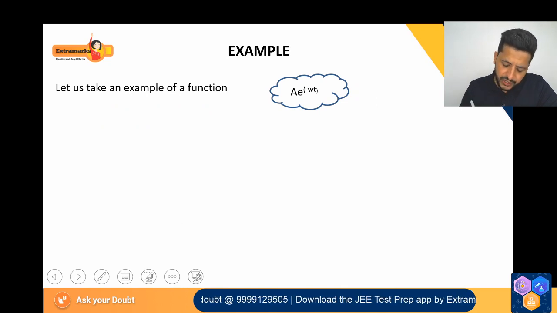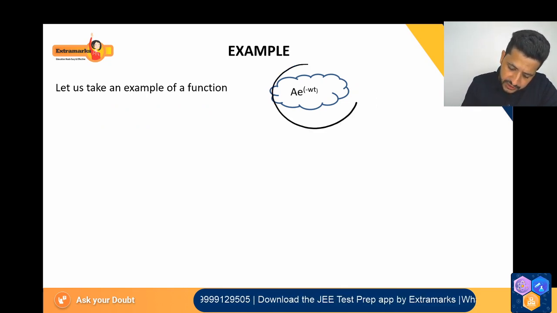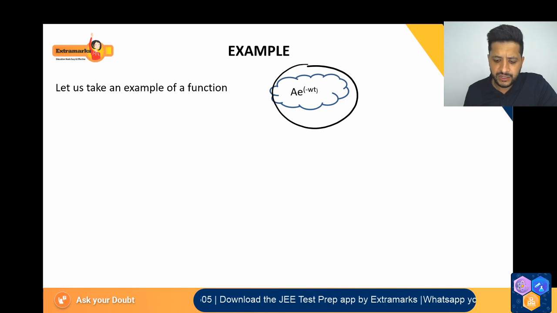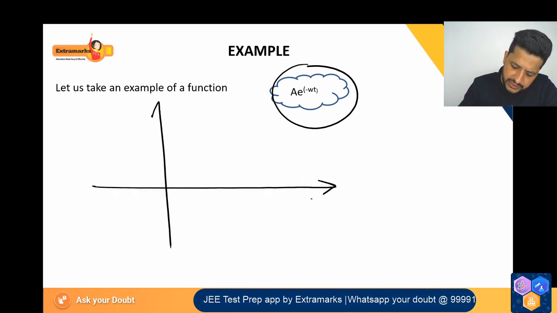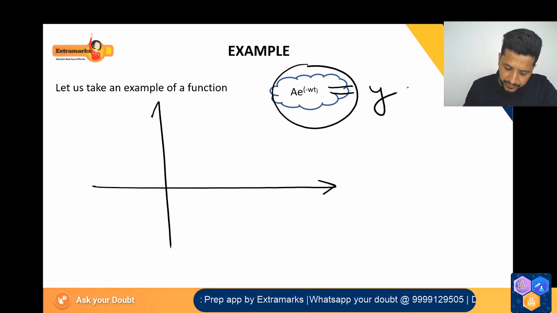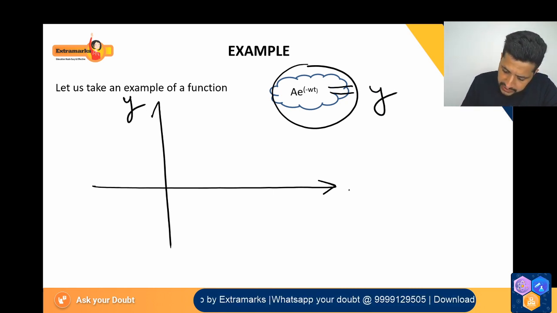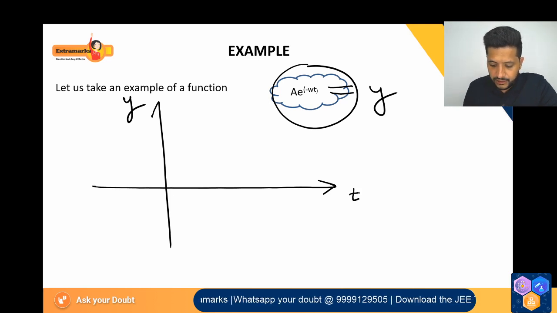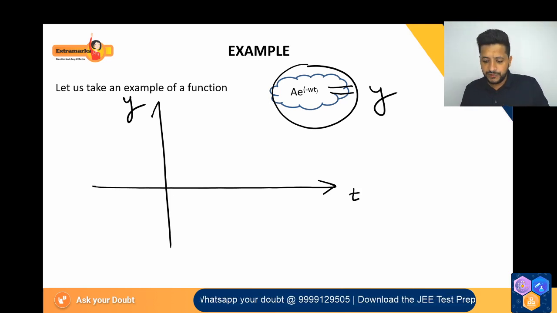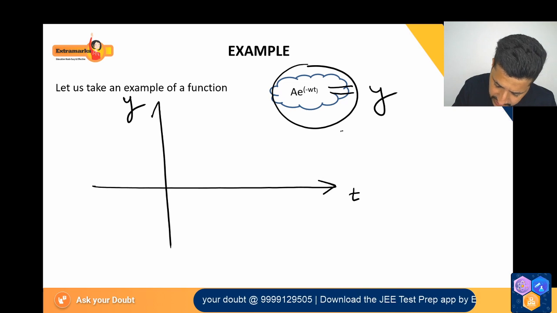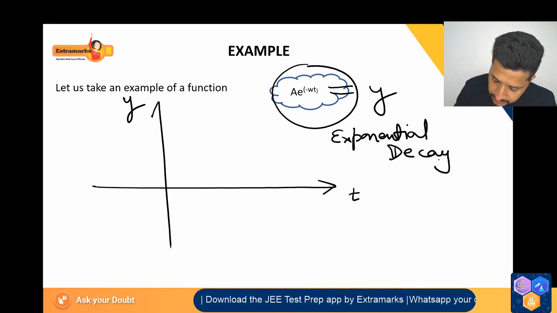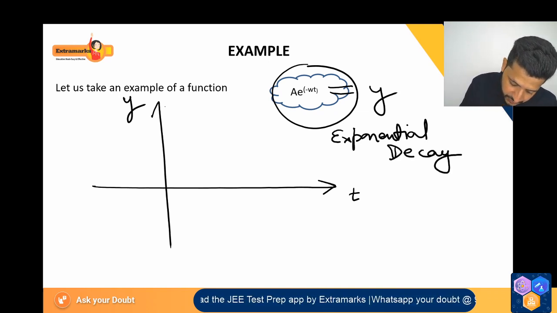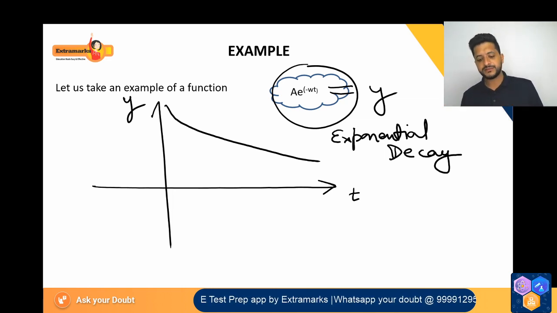Second example, the exponential function a e raised to the power minus omega t. We know the graph of this, we need not do any calculations this time. Say this expression is equal to y. So this is y and this is time t, e raised to the power minus omega t. We know what kind of function this is, sir. This is an exponential decay function.